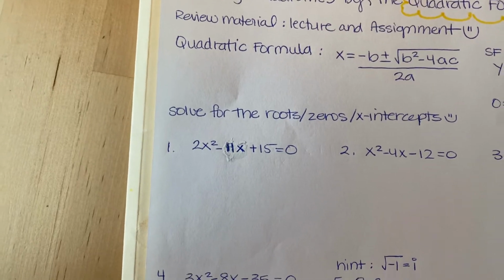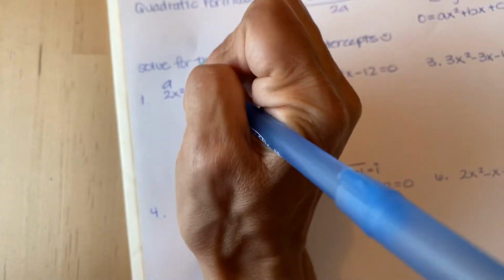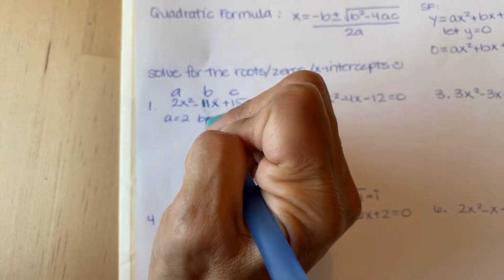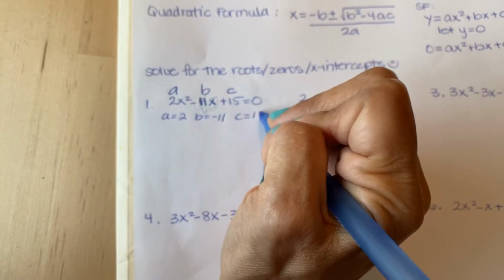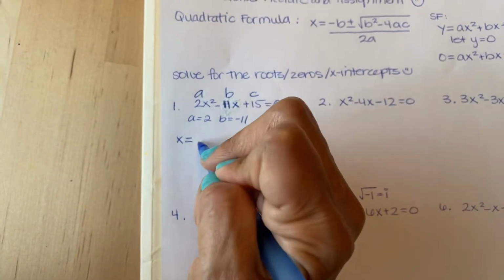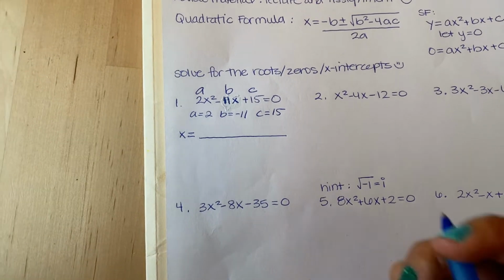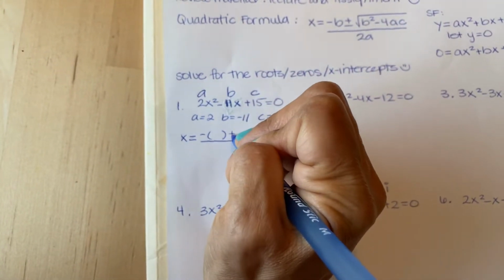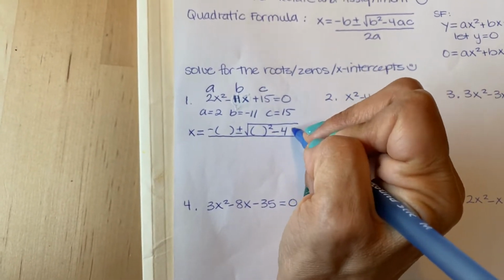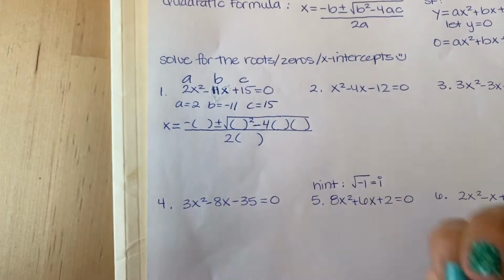Okay, so for question 1, we need to label our a, b, c. So a is equal to positive 2, b is equal to negative 11, c is equal to positive 15. Now, if you would like to solve it by hand, you may. This is my fraction bar. I'm just going to go ahead and substitute. Remember, it's minus b plus or minus the big square root of b squared minus 4 times a times c, all over 2a.